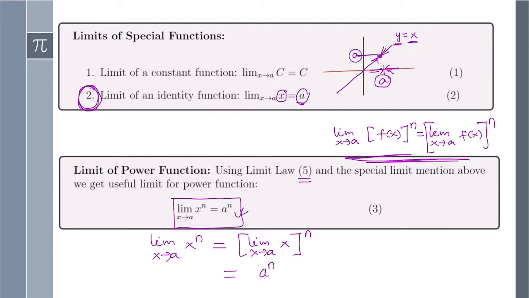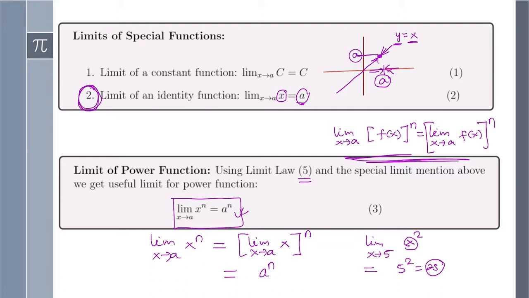Now if you have, what's the limit as x approaches 5 of x squared, then what you can do now is just substitute x with 5. So 5 squared, which is 25. So this law makes the work of finding that limit so easy. Now you don't have to draw a graph of that function. You don't have to make a table. Simply, if it's a power function, you can just substitute x with a and evaluate the limit.